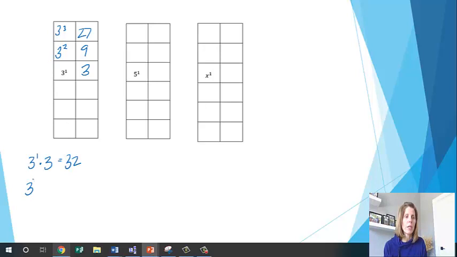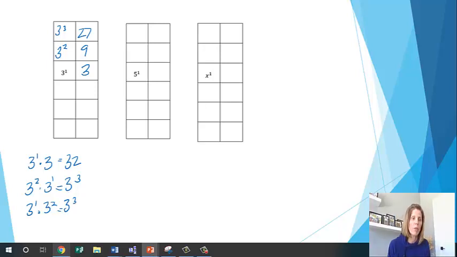If I was at 3 to the 2 and I multiplied by 1 more 3, I would now be at 3 to the 3. And again, notice if you're adding the exponents, 2 plus 1 is just 3. And then if I started at 3 to the 1 and I multiplied by 2 more 3s, notice I'm now at 3 to the 3. And again, you'll notice we can just add the exponents to actually get that when we're going through the answer.